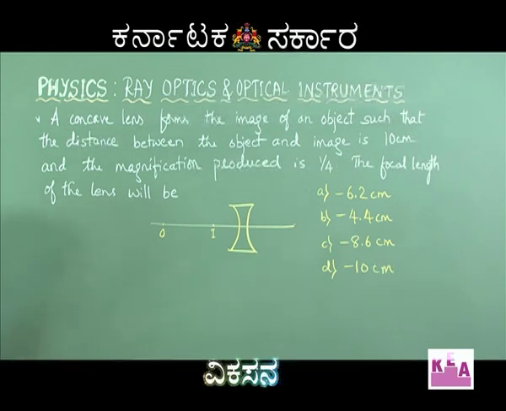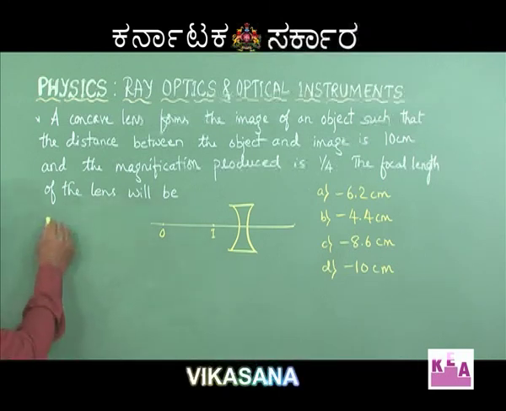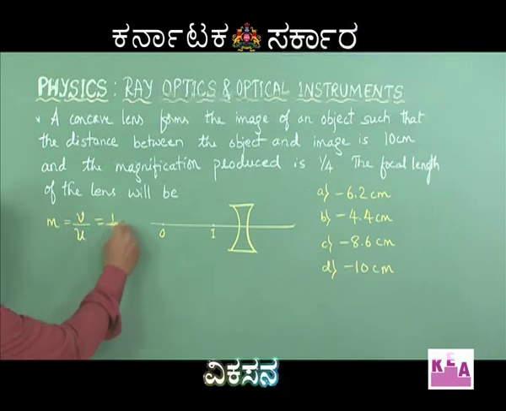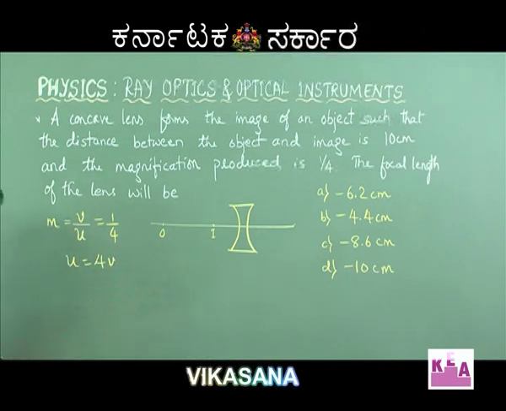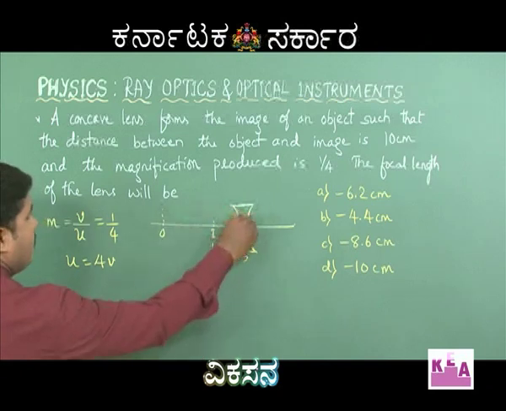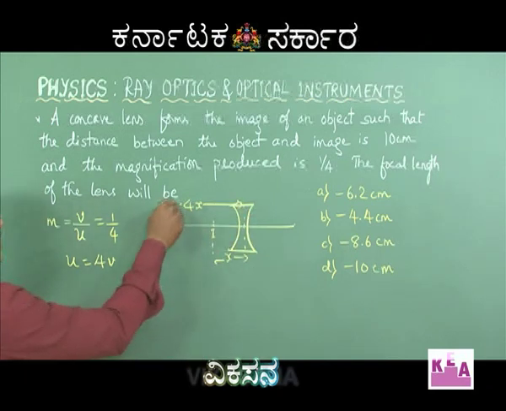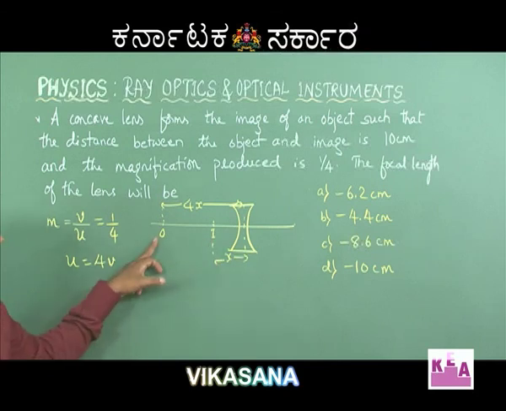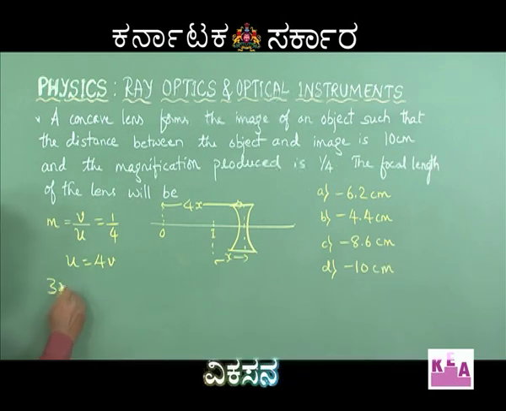Now, is there any information given with the distances of u and v? No. The magnification is given. Let me straight away take down the magnification. m is equal to v by u, which is 1 by 4, which gives me u is equal to 4v. So, if I say the object distance is 4 times that of the image, if the image distance is x, then object distance will be 4x. But one more data is given, that is the distance between object and image, it has to be 4x minus x, which is 3x, and it is given to be 10 centimeter. So, 3x is 10 centimeter and x is equal to 10 by 3.